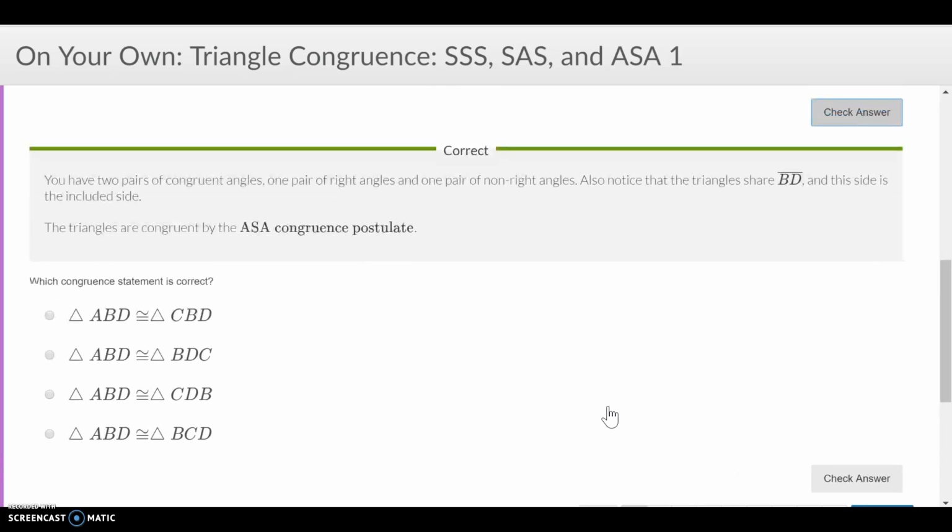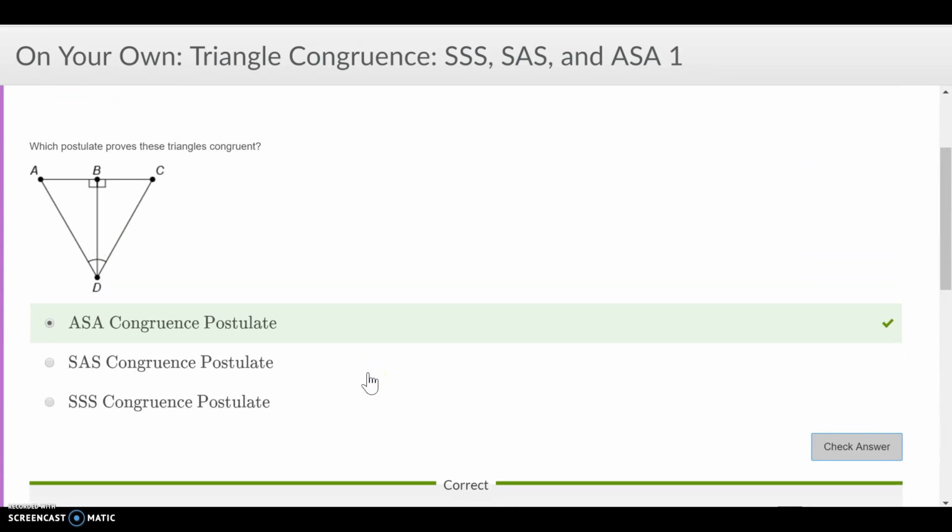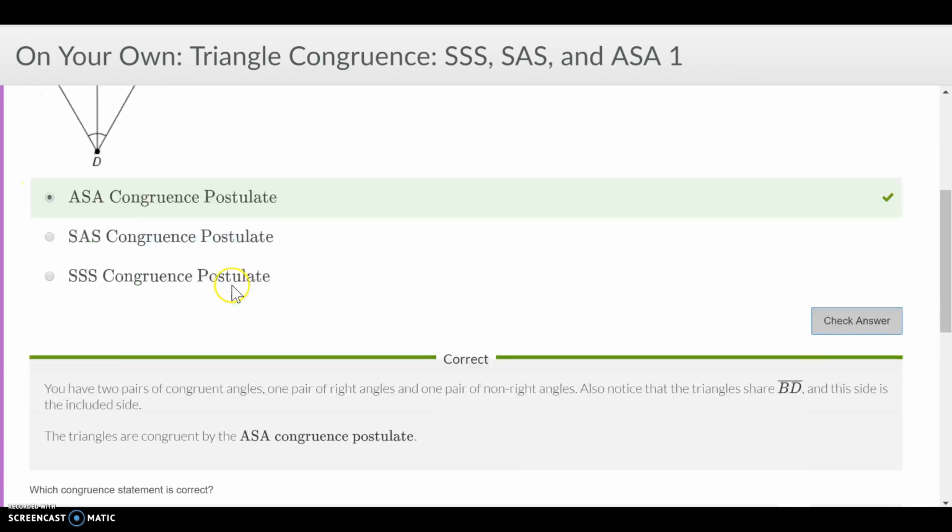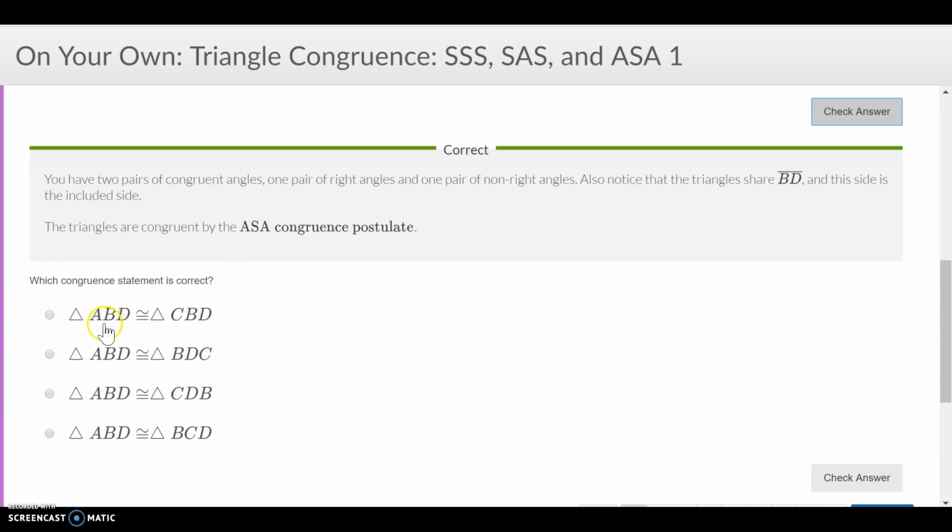All right, now how would we name this? We have to see what corresponds. B corresponds to B, and D corresponds to D, and A corresponds to C. So we have to find where A and C line up, B and B, D and D.